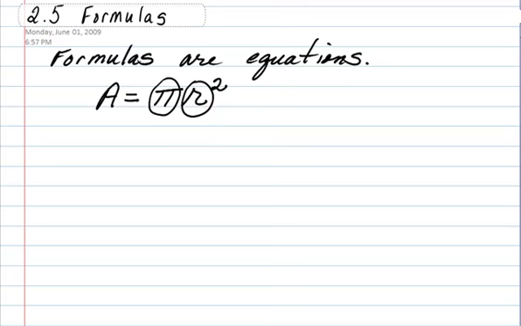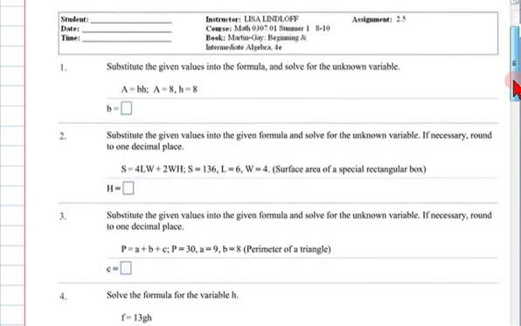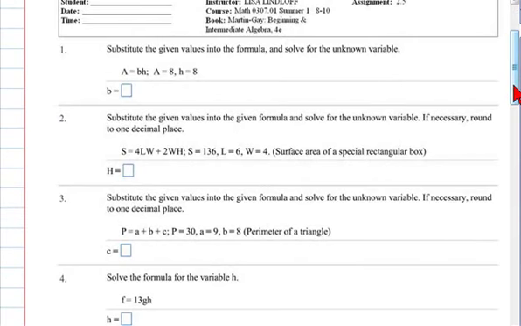So, if I take a look at the lesson, and if you printed these lessons, these notes, my numbers may be different. I'm not sure how that happened, but it did happen. So it'll be basically the same, but the numbers may be a little different, so I apologize for that. Okay, the first question says, substitute the given values into the formula and solve for the unknown variable.